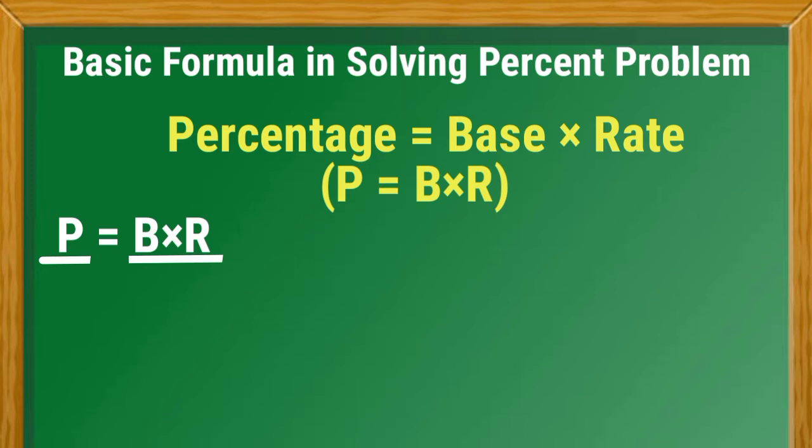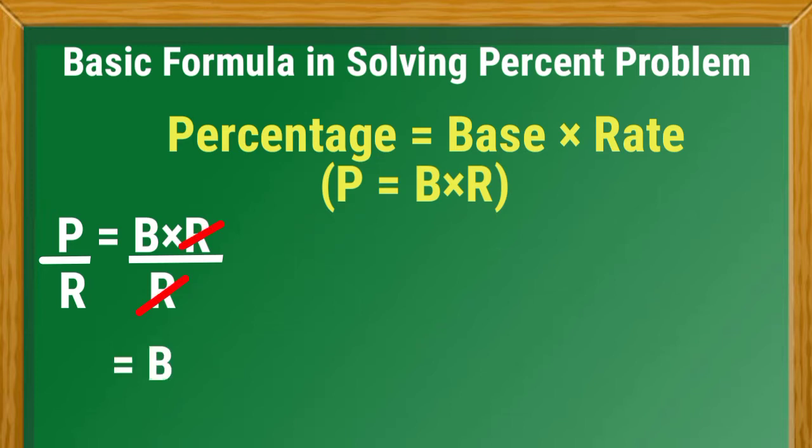Since we are going to find the formula of the base, we are going to divide both sides by the rate. So this will be base times the rate divided by the rate. What you did on the first side, you will do also on the other side. So you are going to divide P by R, or percentage by rate. So this will be percentage divided by the rate equals base times the rate over the rate. So base times the rate divided by the rate equals base.